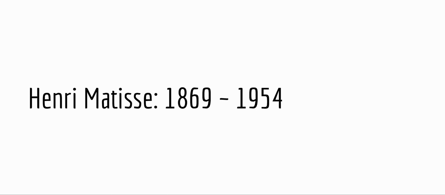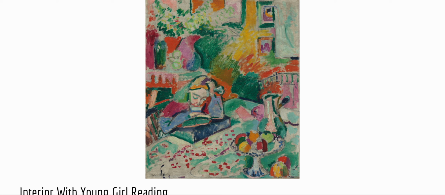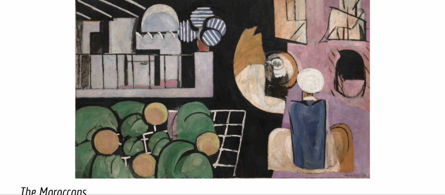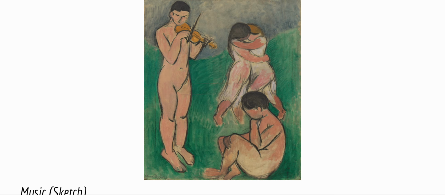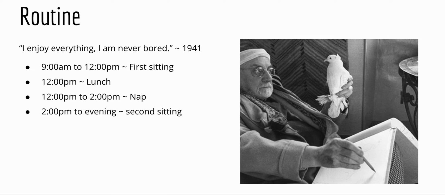Henri Matisse, 1869 to 1954. So Matisse would wake up at 9 a.m. and then from 9 to noon he had his first sitting for painting, and then at noon he'd have lunch, and from noon to 2 he would nap, and from 2 he'd sit down and paint again.